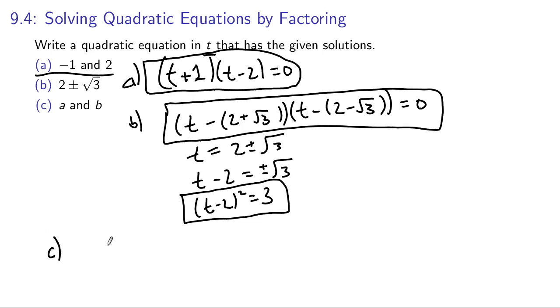And for C, we just have t minus a, t minus b, so we just have these abstract zeros, abstract solutions. And that's almost it. We have to have an equation equals 0.